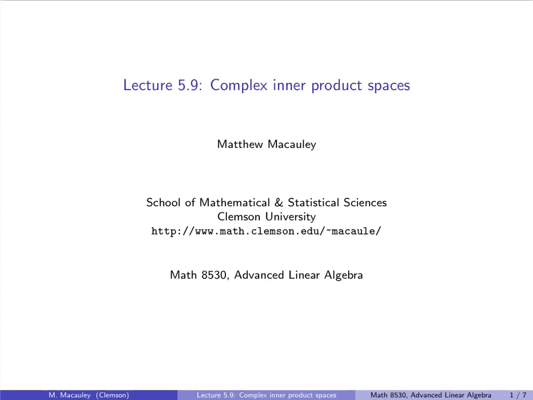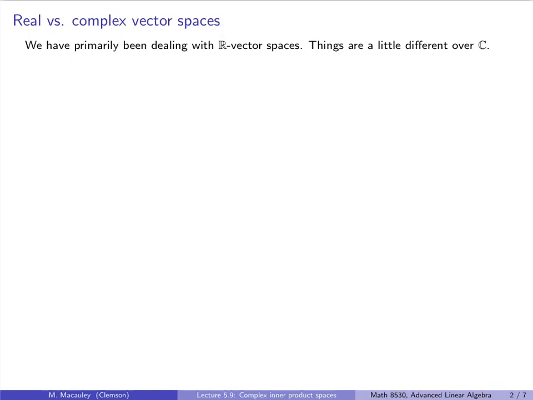Welcome to Lecture 5.9, Complex Inner Product Spaces. Thus far, we have primarily been dealing with real vector spaces. Things are a little different over the complex numbers, but as we'll see, if we pin down the correct definition of a complex inner product, then basically everything else carries through as before. There's just a slightly different interpretation as to what certain things mean, like the adjoint and orthogonality. But the proofs basically carry through.